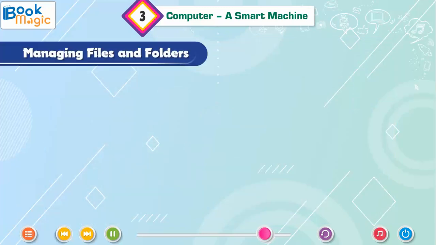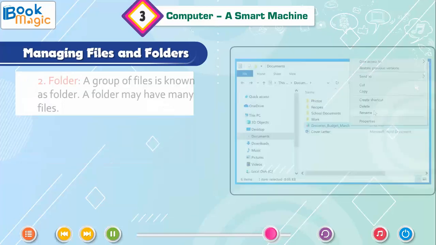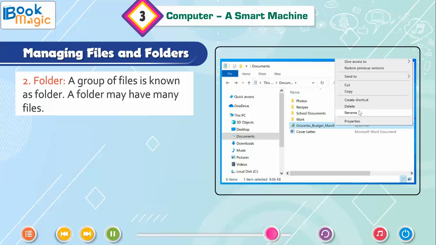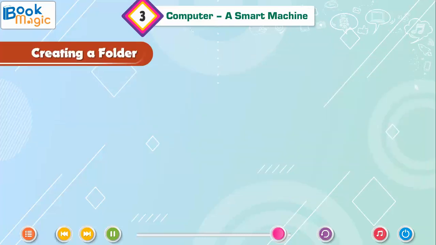Managing files and folders. 1. File. A file is the common storage unit where items such as images, documents, video clips, and audio songs can be stored in the computer. 2. Folder. A group of files is known as a folder. A folder may have many files. 3. Directory. A directory is a place for storing files in the computer system. They are found in a hierarchical file system.